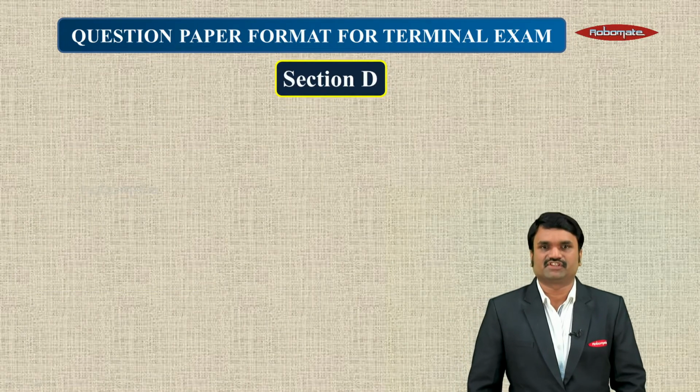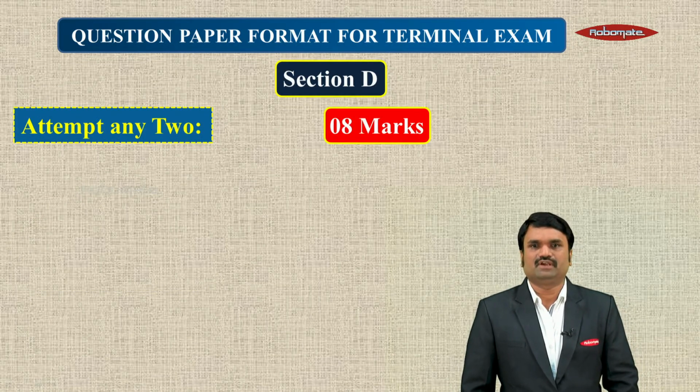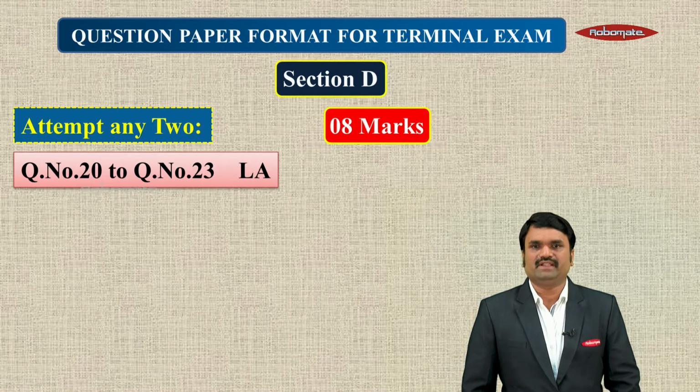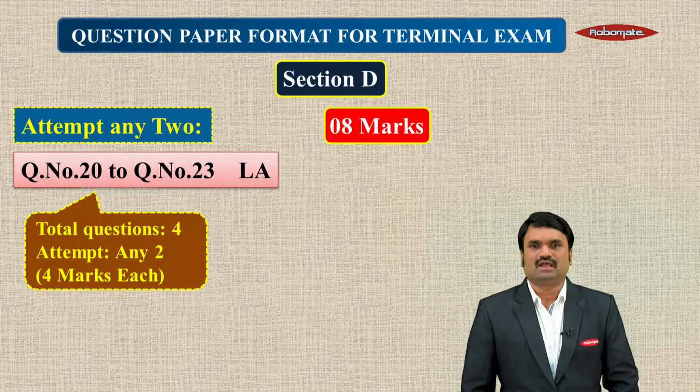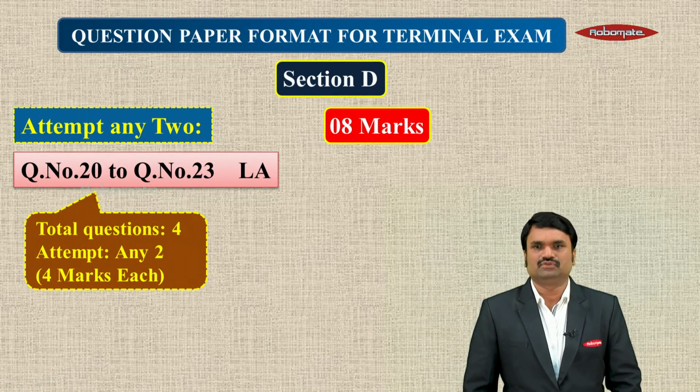Now let us discuss section D. In section D, you will have to attempt any 2. Total weightage 8 marks. It will be from question number 20 to question number 23. The nature of the questions will be long answer type. So total questions will be 4, out of which you will have to attempt any 2, each having a weightage of 4 marks.